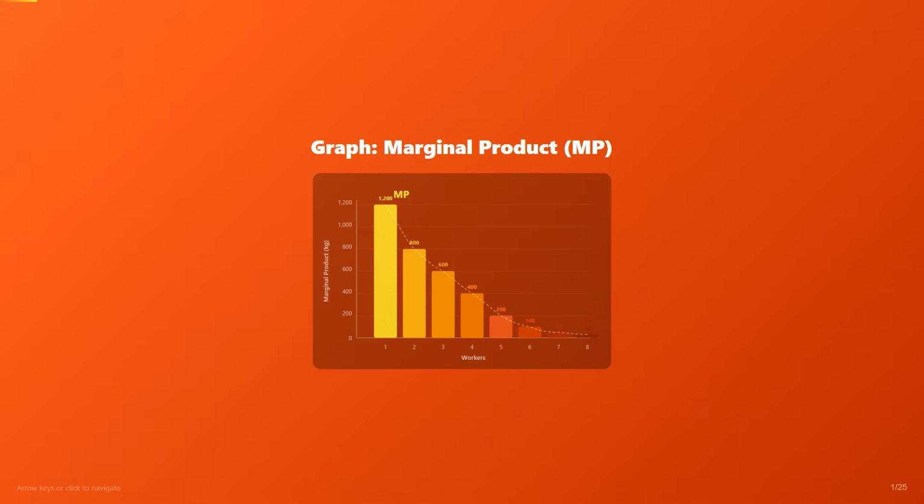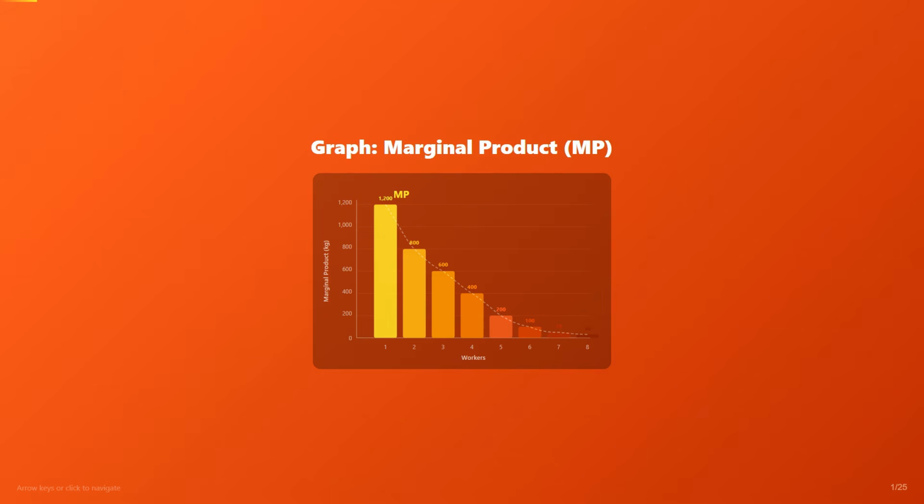Why? Because each additional worker contributes less and less. The curve keeps rising as long as marginal product is positive, but it rises at a decreasing rate. And if we reach the point where marginal product turns negative, the curve actually starts to fall.